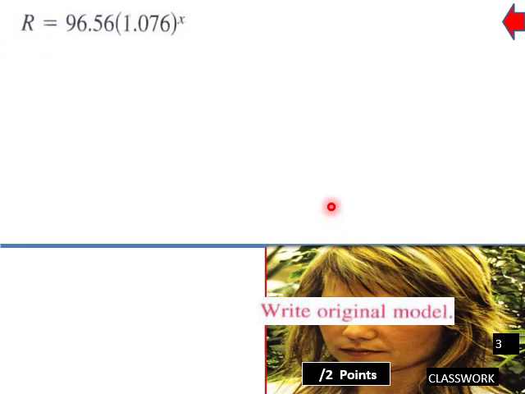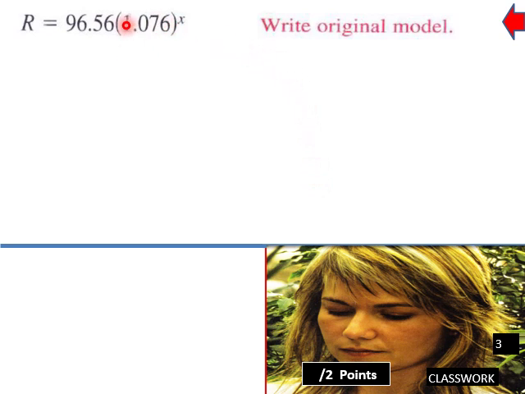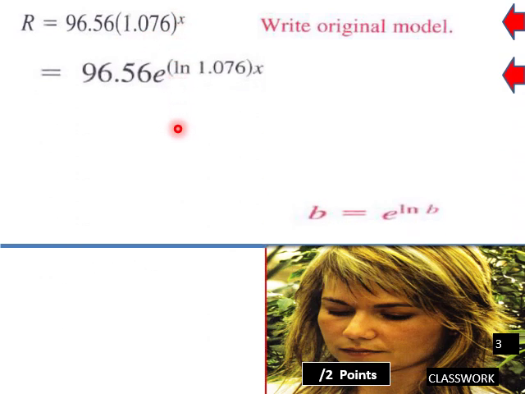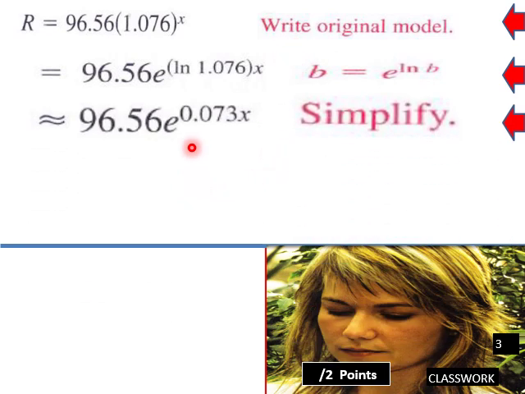Change the model to a natural exponential. Let's try natural exponential, see if that's more accurate. Here's the original, 96.56 multiplied by 1.076 to the x power. And then we're going to use our natural exponential here, e. So 96.56 e to the natural log 1.076x, e to the natural log b. And then when we simplify that, we come up with 0.073 as the natural log of this, times x.